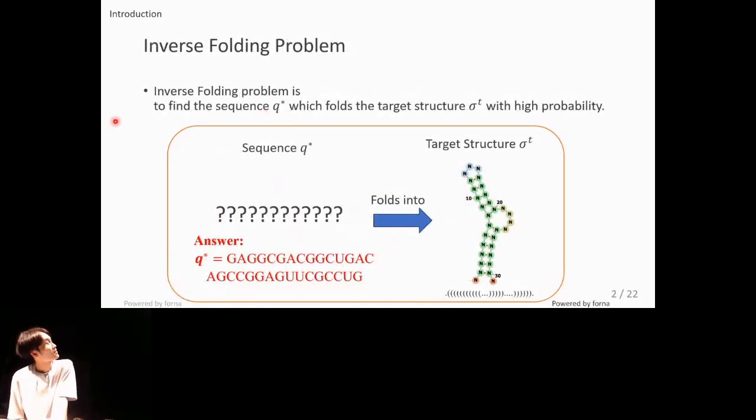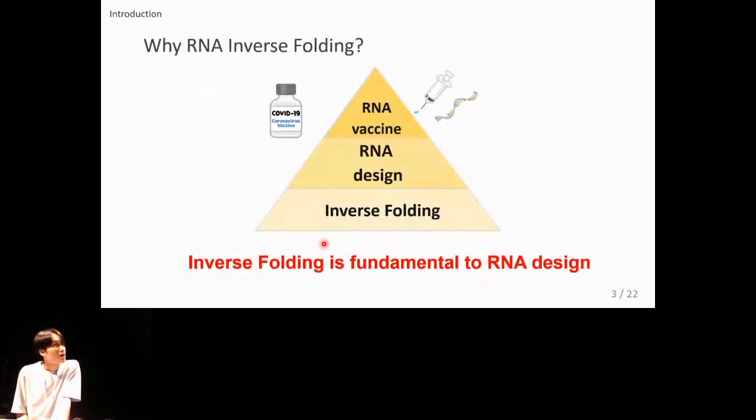Here, I'll introduce the inverse folding problem. The goal of inverse folding is to find a sequence which falls into the target secondary structure with high probability. So why does inverse folding matter? It is essential for RNA design, which is critical in developing therapeutics and molecular synthesis.